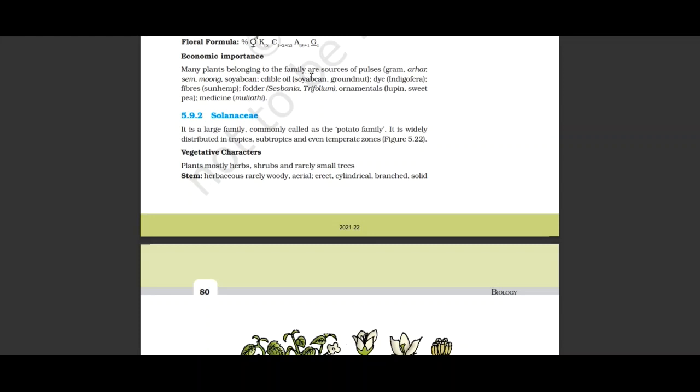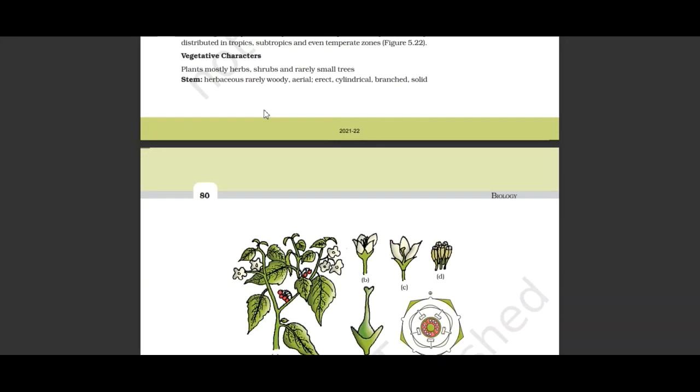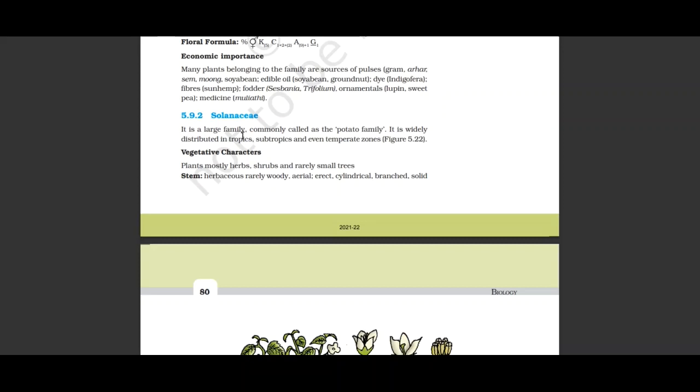Many plants belonging to the family are sources of pulses: gram, arhar, moong, soyabean. Edible oils: soyabean, groundnut. Dye: indigofera. Fiber: sunhemp. Fodder: sesbania, trifolium. Ornamental: lupine, sweet pea. Medicine: mulethi. Let us see the family Solanaceae.